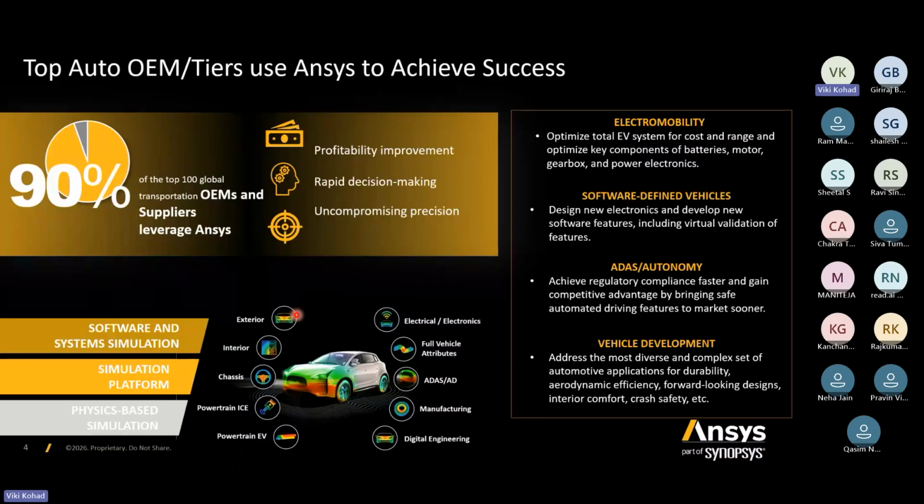Whenever you talk about the automotive industry, ANSYS is focused on three main pillars: electromobility, software defined vehicles, and ADAS and autonomy. ADAS and autonomy means the autonomous vehicles, the self-driving vehicles. You know about Tesla Motors; they are building electric vehicles and self-driving vehicles.